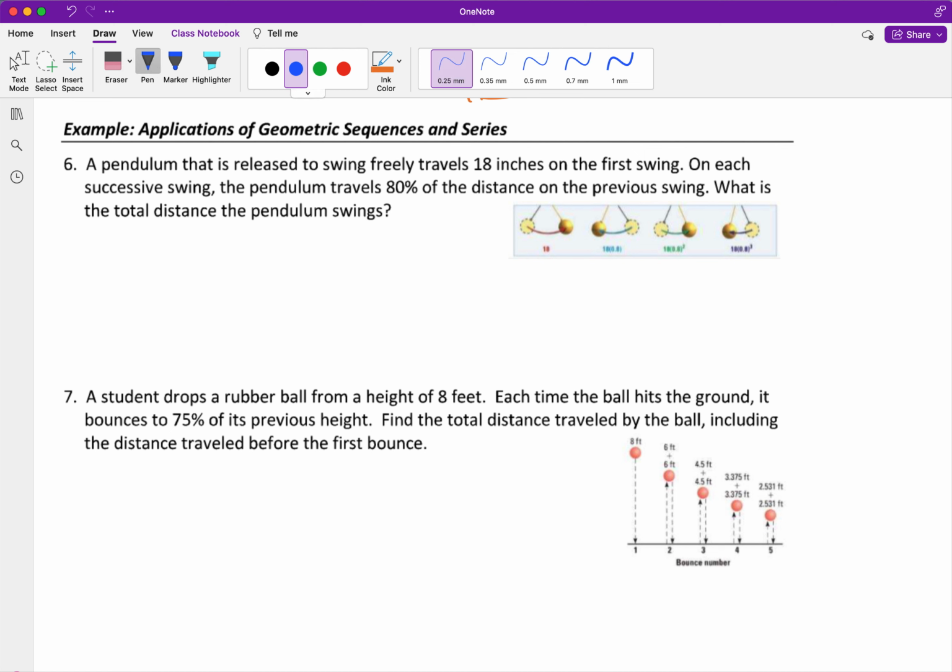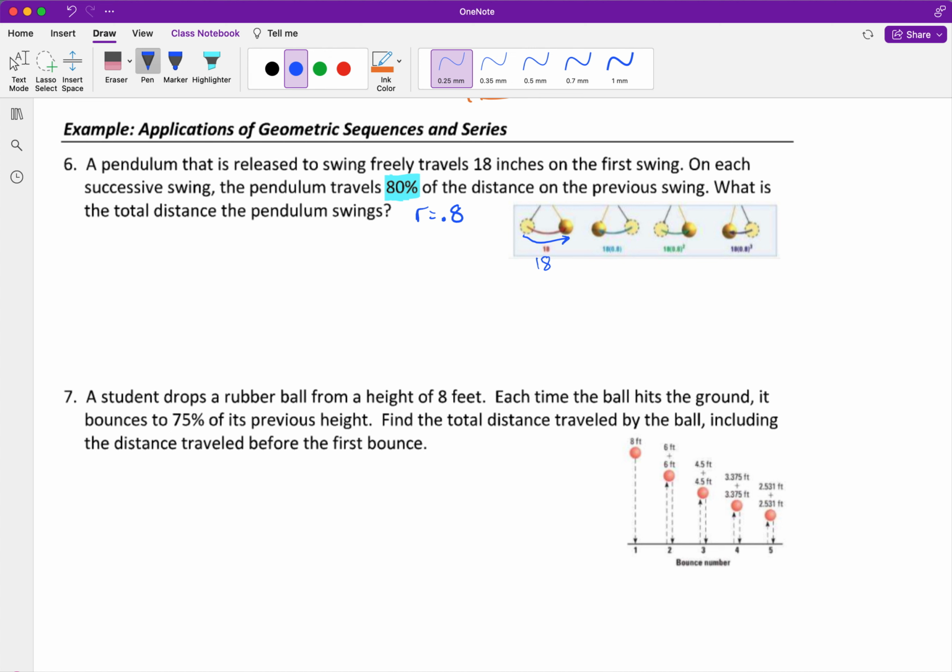So, a pendulum that is released to swing freely. That means nothing's purposely slowing it down. It's just swinging of its own accord. It travels 18 inches on its first swing. You can see right here, I mean, this picture's not the greatest, but it goes 18, all right? On each successive swing, so each next swing, the pendulum travels 80% of the distance that it previously did. And right there, that 80%, I wanted to highlight that. That's telling us that r equals 0.8, all right?